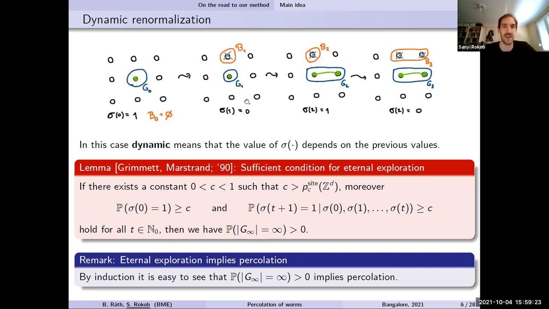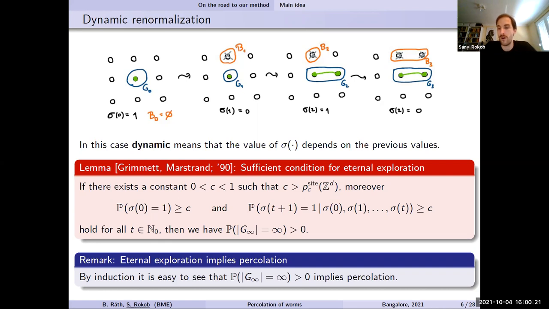Okay, this is the set G infinity, the explored good sets in this exploration. And using that this exploration never stops, it's easy to prove that the corresponding cluster inside the original lattice, without the constraint, is infinite. So if we can guarantee that at the steps of this exploration we have high enough probability to succeed, then we can guarantee that there is an infinite connected cluster in the original lattice with positive probability. And as Balázs mentioned, due to the ergodicity of the random length worms model, this will mean that there is almost surely an infinite connected cluster.